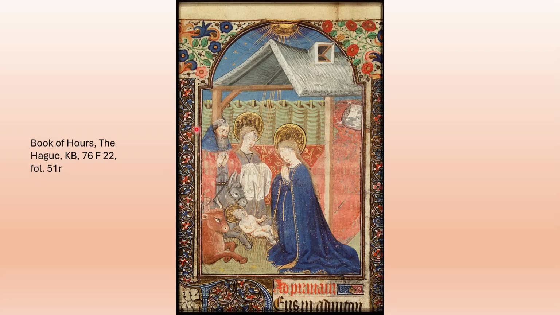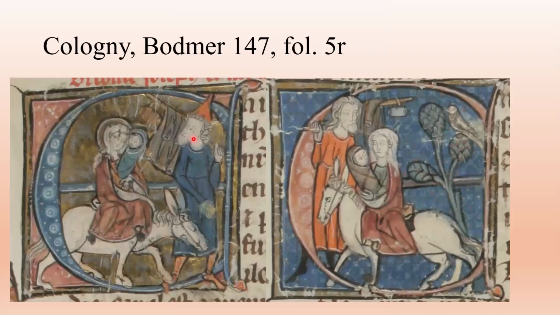And you can also see that Joseph here doesn't have a halo. Sometimes he does, sometimes he doesn't. Joseph is kind of a little bit pushed away together with the other animals. And now my favorite image of this paper is this pair of images from the Bodmer manuscript.